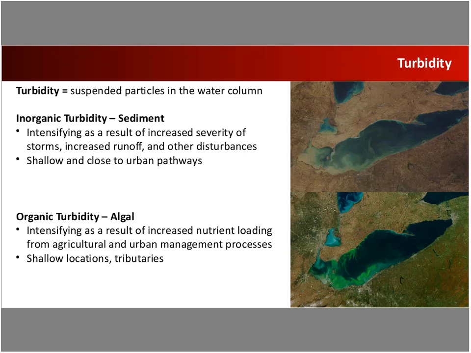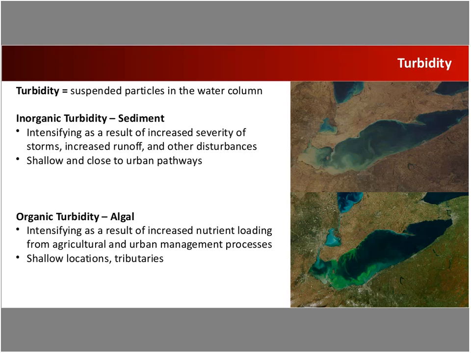Inorganic turbidity and organic turbidity are both found within the Lake Erie waters. Inorganic turbidity, otherwise known as sediment turbidity, is intensifying as a result of increased severity of storms, increased runoff, and other physical disturbances that add sediment to the water column. Organic turbidity, or algal turbidity, is the thing that we all know about, and it's intensifying as a result of increased nutrient loading from agricultural and urban management practices.